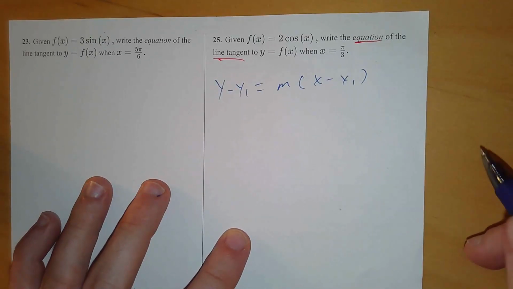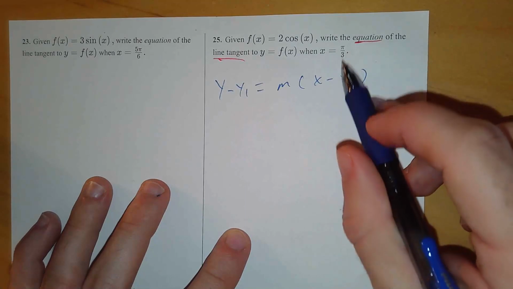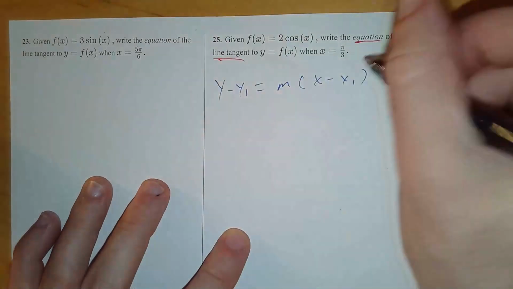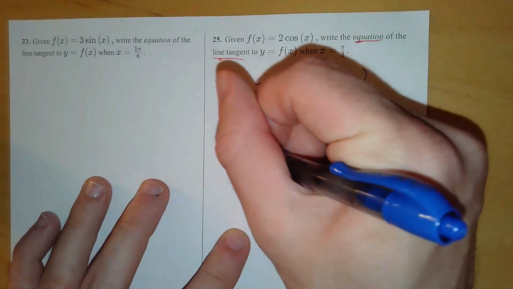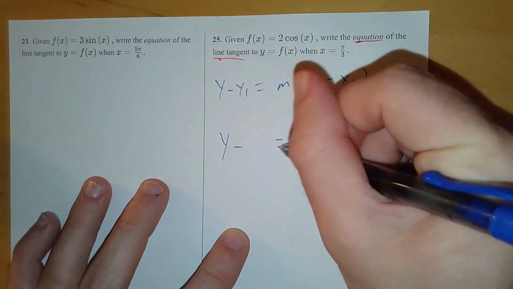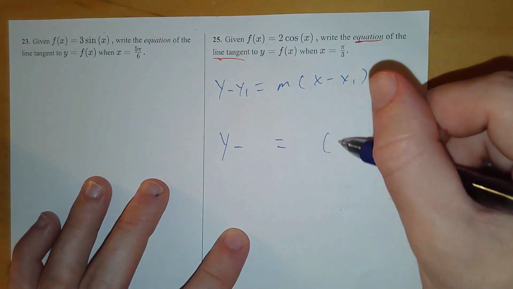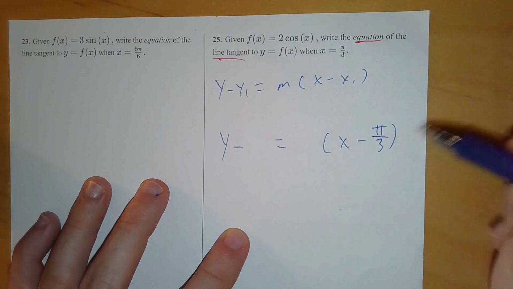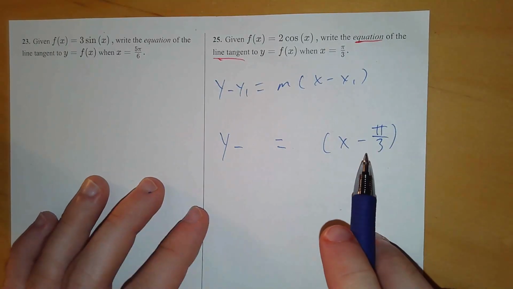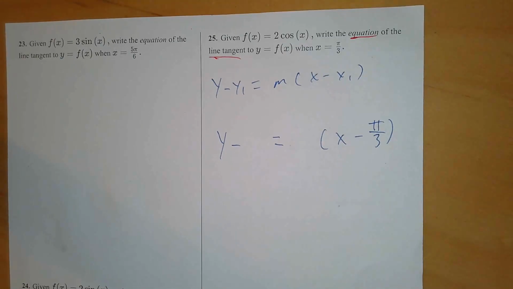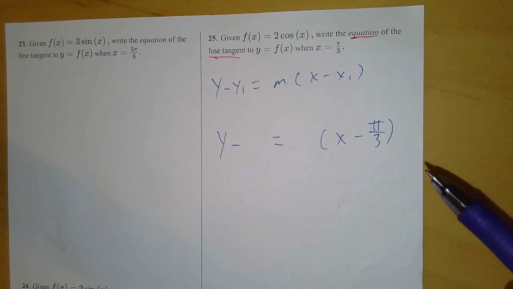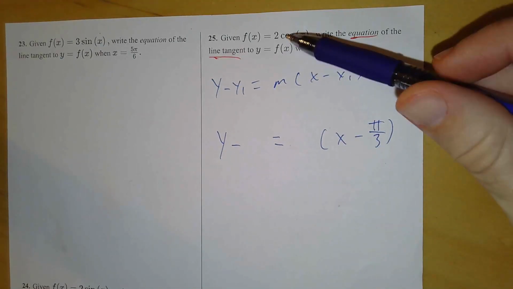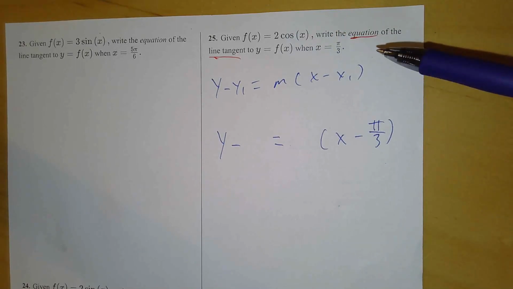Let's talk about it. So what's what here? Well, we know what the x1 is: pi over 3. That's a gimme, that's given. It's your x1. Okay, so we have y minus some y1, we'll come back to that, equals some m, we'll come back to that, times x minus pi over 3. What we need to fill in, and I'm sure you all can get here no problem, but maybe you're struggling with the next part because, okay, I don't know what cosine of pi over 3 is.